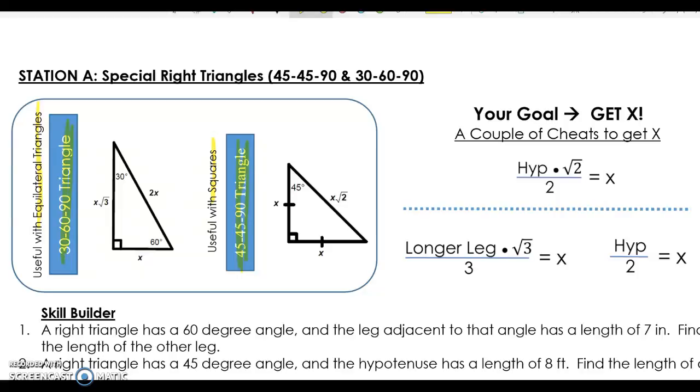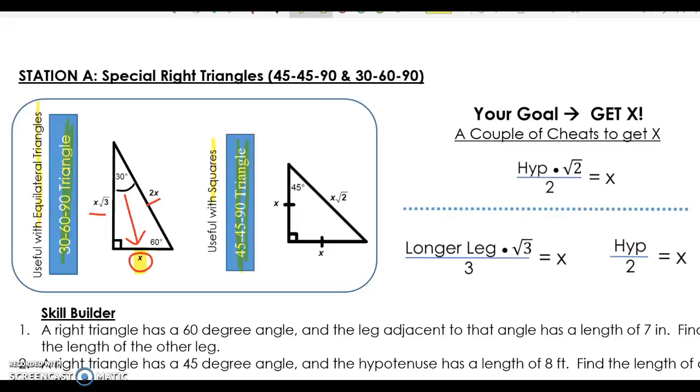Now, in terms of your 30, 60, 90, the way that we have done it in class is we've always focused on our 30-degree angle. Across from our 30-degree angle is our shortest side, and we call that side x. All the other side lengths are based off of that x side. So the adjacent side length to the 30 degrees, which is considered the longer leg of the two legs for this right triangle, is x times the square root of 3. Your hypotenuse is 2x. So everything is based off of knowing what the value is for that side across from the 30 degrees, that x value.